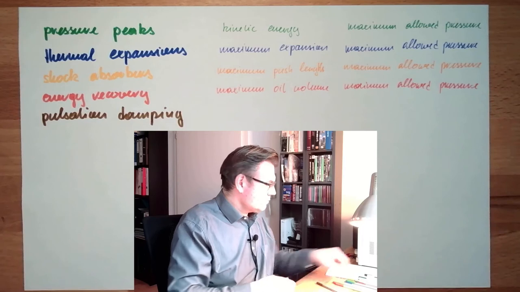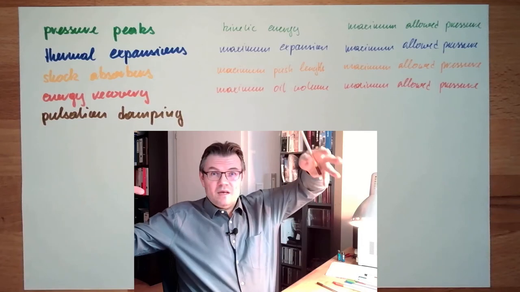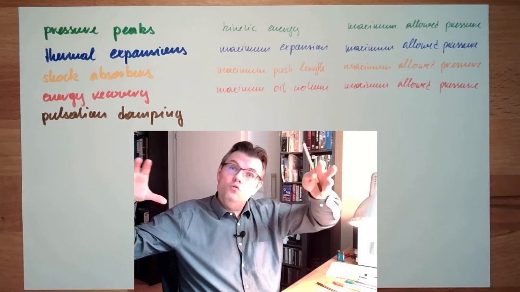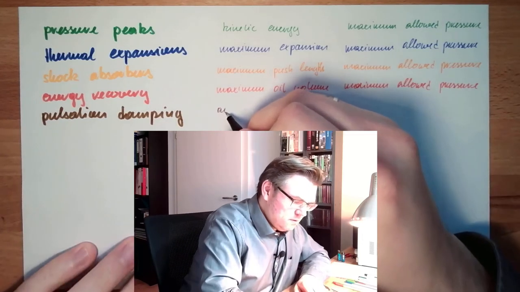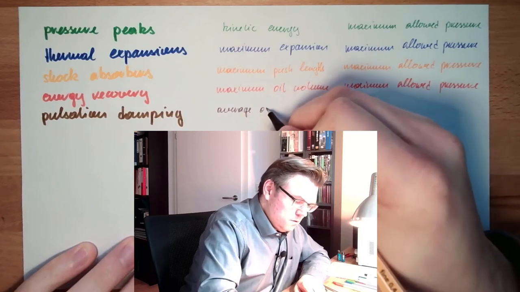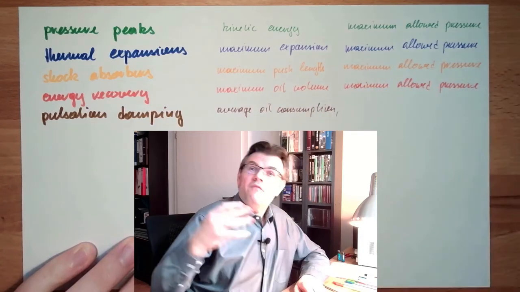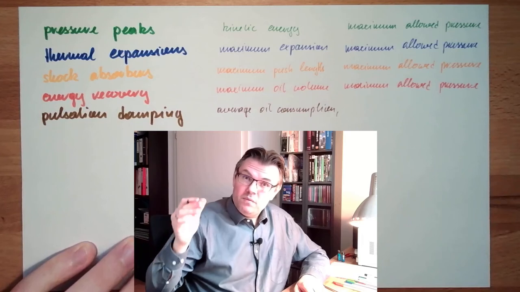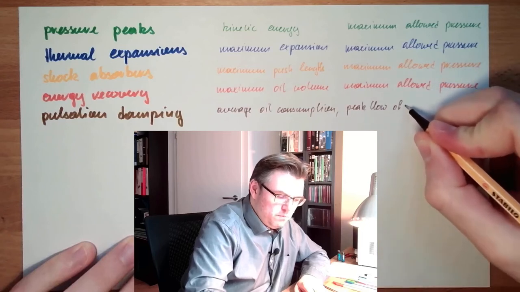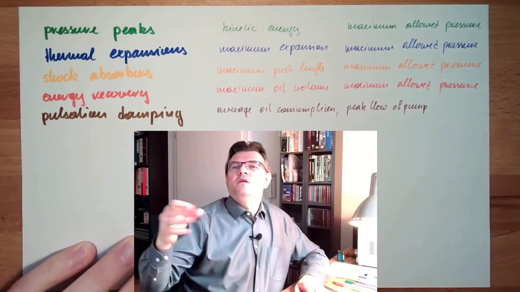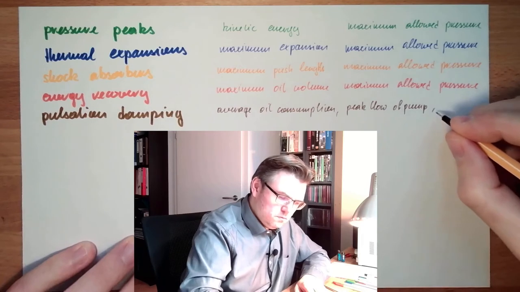Pulsation damping. Here we have a pump, and some elements which use the oil. So we have an average oil consumption of the device. We have a peak flow out of the pump, and a permissible ripple of the pressure, a permissible pressure change, an allowed pressure change.